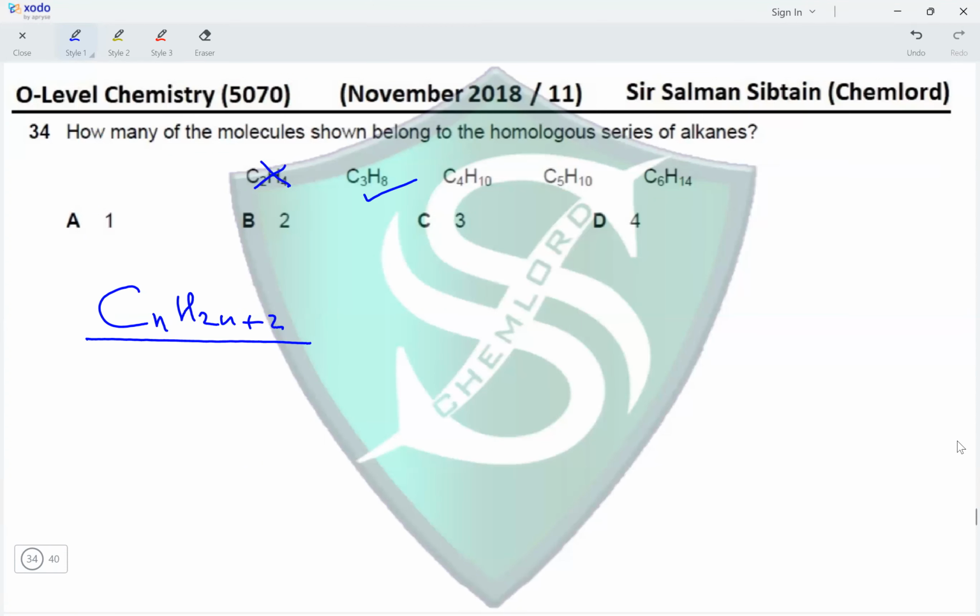This is an alkane. Next, C4H10. 4 twos are 8 and 10 is greater than 8. This is an alkane. Next, C5H10. 5 twos are 10. Hydrogen is 10. This is not an alkane. And next, C6H14. 6 twos are 12. 14 is greater than 12. Then this is an alkane. So out of the 5 compounds, 3 of them are alkanes, making option C the correct option for this question.